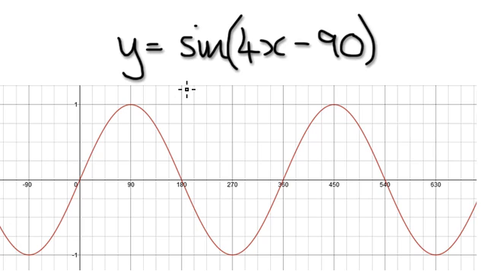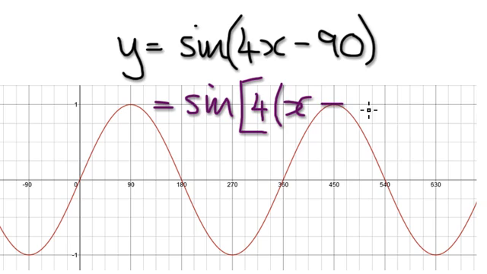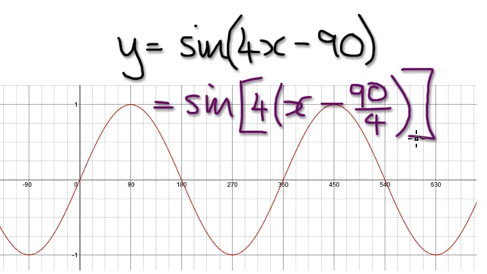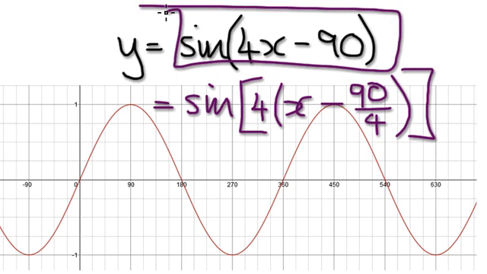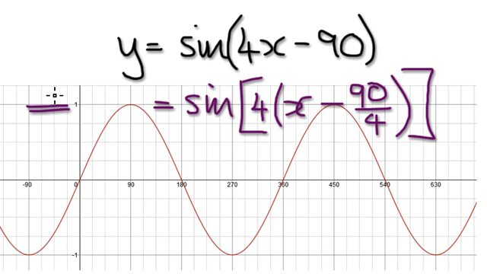Okay, so rewrite this as this: sine, and then factor out the 4. So it would be 4 bracket x minus 90 over 4. When you multiply this out, it will give you 4x, and it will give you 90. So this whole thing here is exactly the same as this. When it's in this format here, I can visualize it as this.